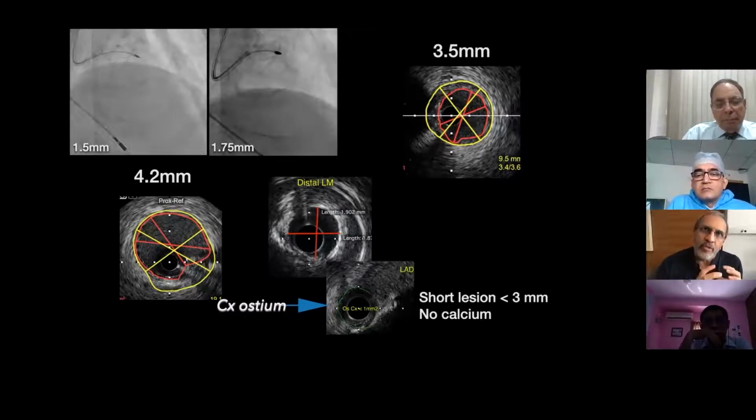So you do a rotational atherectomy, and once you've got your rotational atherectomy, you get your images. And your images talk about the same thing. You can see that the image right to the left is your landing zone in the left main. The image to the top, which is 3.5 millimeters, is a landing zone in the LAD.